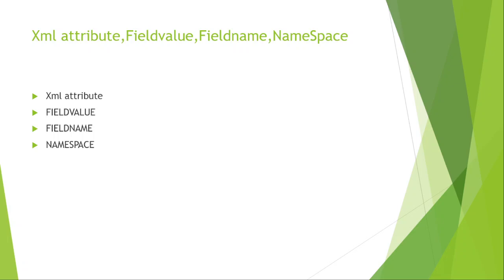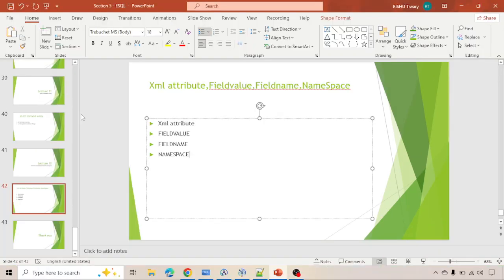Hello everyone, welcome back. So let's understand what is an XML attribute, what is a field value, what is a field name, and what is a namespace, and how we can use all of these in ESQL. This is one of the important topics when we are learning ESQL. Let's go through each one of them one by one. First we are going to learn about the XML attribute, then the field value, then the field name, then the namespace. Okay.